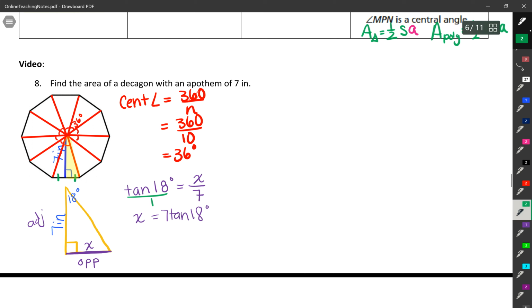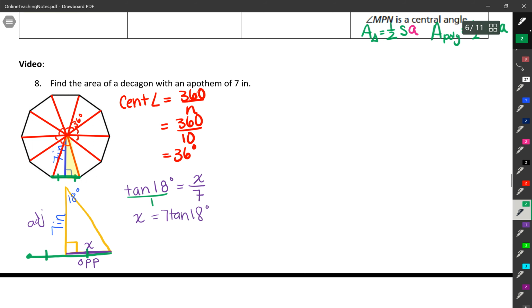Now, what I want to know is how long is this entire side length? So the entire side length is not just that part, but it's double that. So that would come all the way over to here, right? Because these are the two that are congruent on the big diagram.